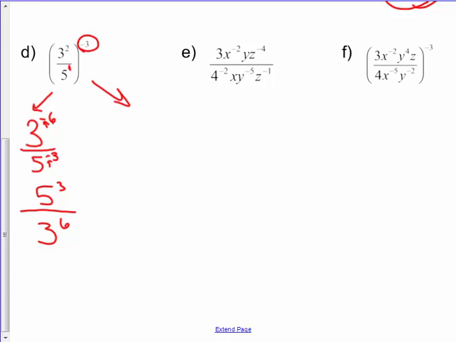Another way when I have a negative exponent is I can flip it right away. I could write this as, the negative would flip it, 5 to the 1st over 3 to the 2nd, and then to the 3rd power, and then put the 3 in. It's really up to you. It's your choice. You get the same thing.